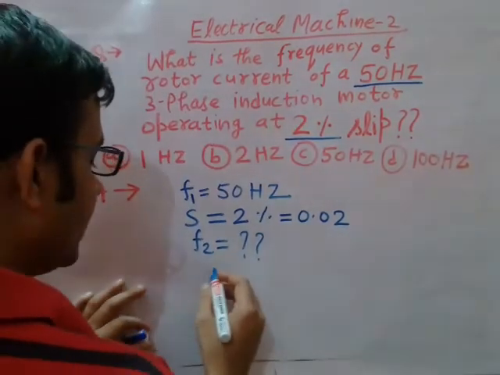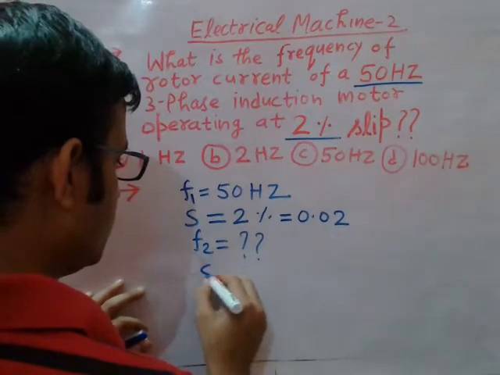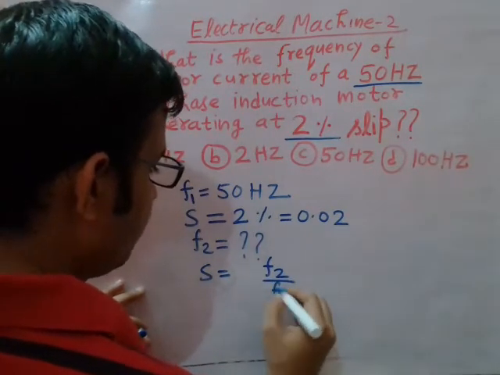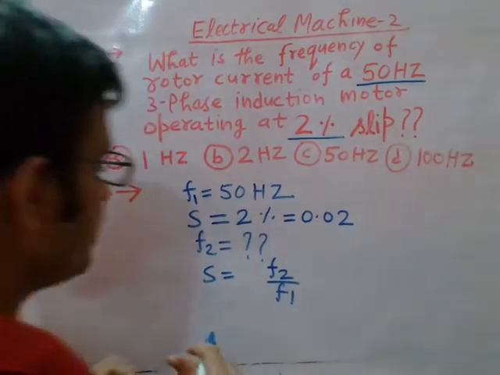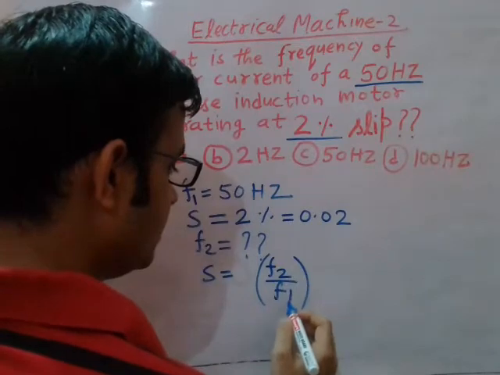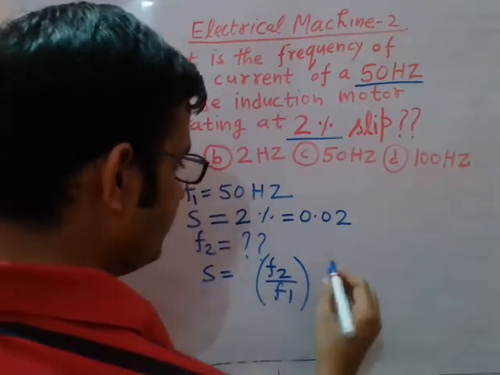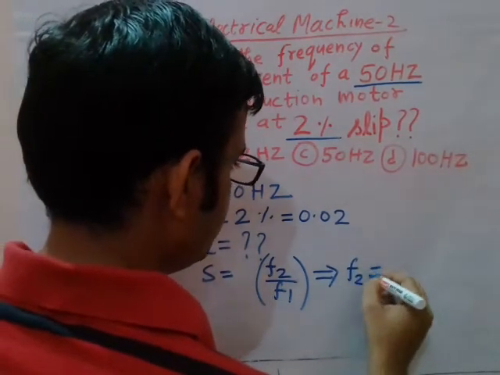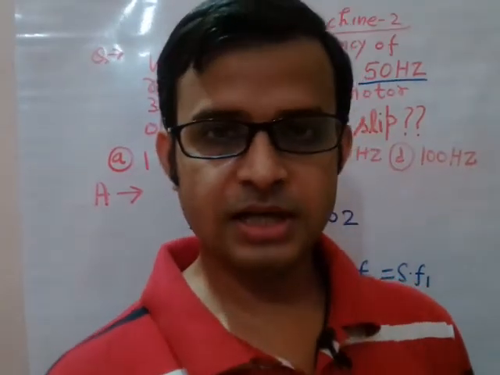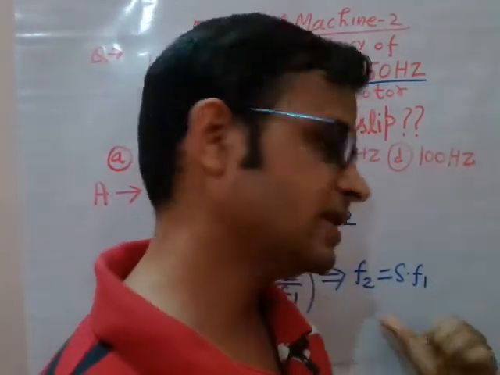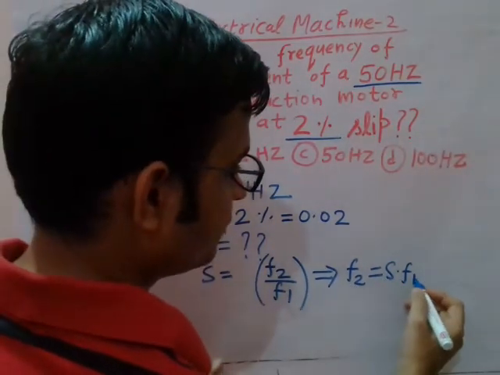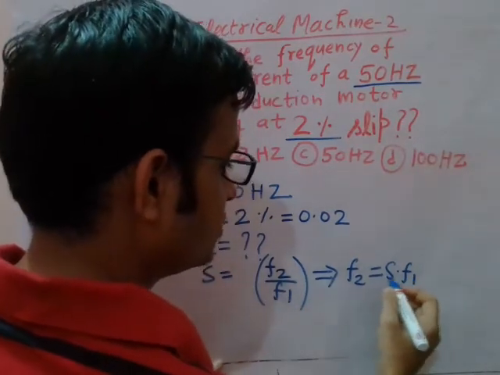So I have already explained the formula of slip. It is given by F2 divided by F1. So the slip of a 3-phase induction motor is the ratio of the rotor frequency F2 to the applied frequency to the stator, that is F1. So from here you can get the rotor frequency F2, which is equal to slip times the stator frequency. Please watch my earlier videos on the 3-phase induction motor. There I have already explained these formulas in great detail. So F2 is the rotor frequency, it is slip times the applied frequency to the stator, F1. So S F1 is equal to the rotor frequency F2.